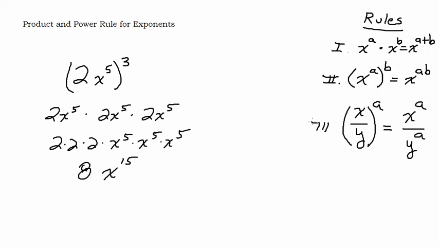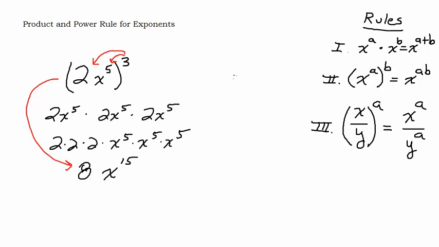Now, what would be a shortcut to that? Okay, how did we get 8? We took 2 times 2 times 2. So everything in this parenthesis has to get taken to the third power. So I have to take the 2 to the third power, and I have to take the x to the 5th to the third power. 2 to the third power is 8, and x to the 5th to the third, I could have used a shortcut and used rule number 2 and just multiplied the 5 times the 3 and not gone through writing all this out, and go directly to the answer.